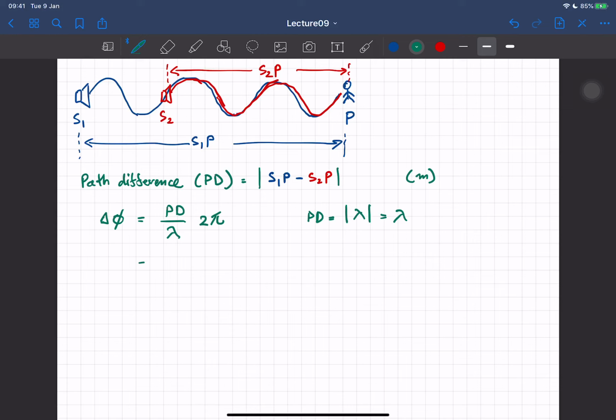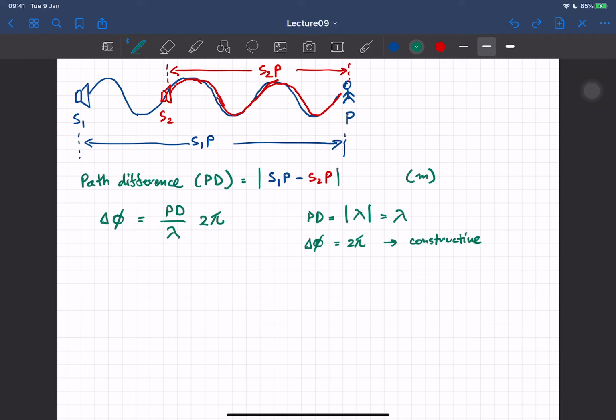So that means the phase difference is lambda over lambda times 2 pi. So the phase difference is just 2 pi. So when the phase difference is 2 pi, you know that it's constructive interference because of what we said in the earlier page. And you can see that this means that you can move S2 even further away and still get constructive interference, as long as you move it such that the phase difference is a multiple of 2 pi.